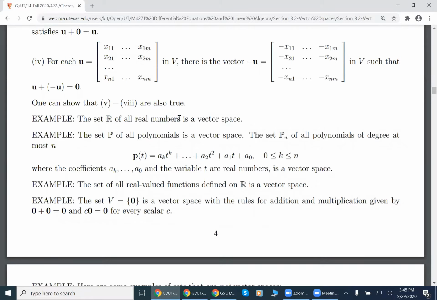Folks, think about questions here. If you're talking about the set R, what vectors would you use to define that set R? The answer is, in R, vectors are real numbers. The number 1 is a vector. The number 2 is a vector. 0 is a vector. 1.5 is a vector. Each number is a vector.